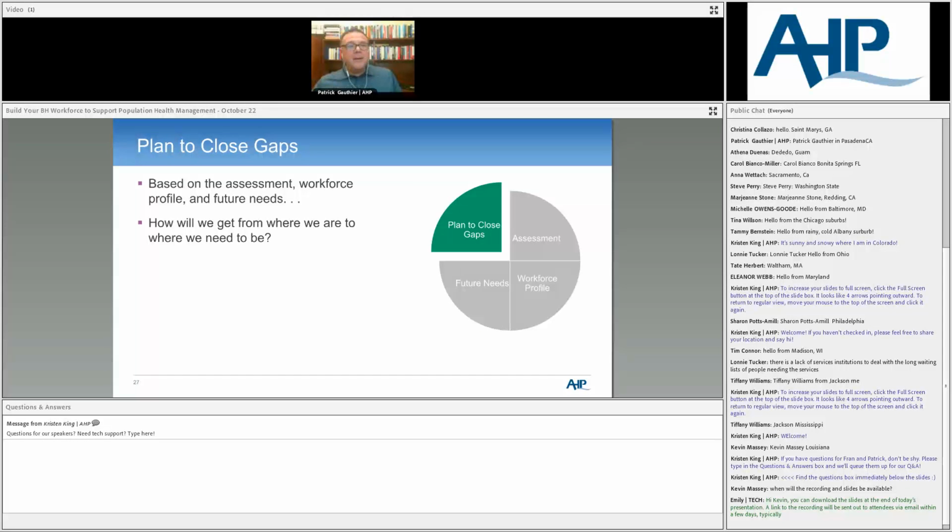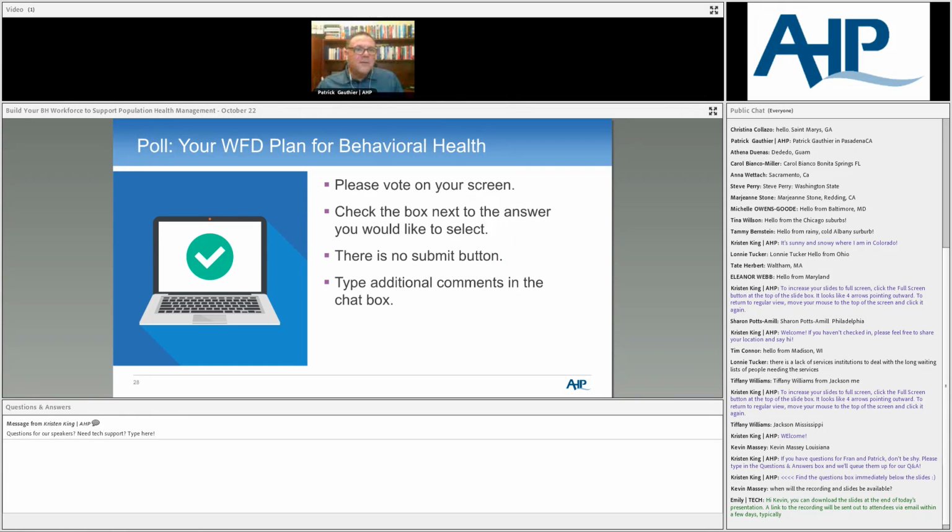Then you've got to be prepared to close the gap based on your assessment of what you have today, based on that profile of your workforce, and based on what the future might hold, and there might be a little speculation in there that you need to do. You need to be able to answer the question, how do we get from where we are today to where we need to be with our workforce? And that really becomes the stuff of the essence of your workforce development plan.